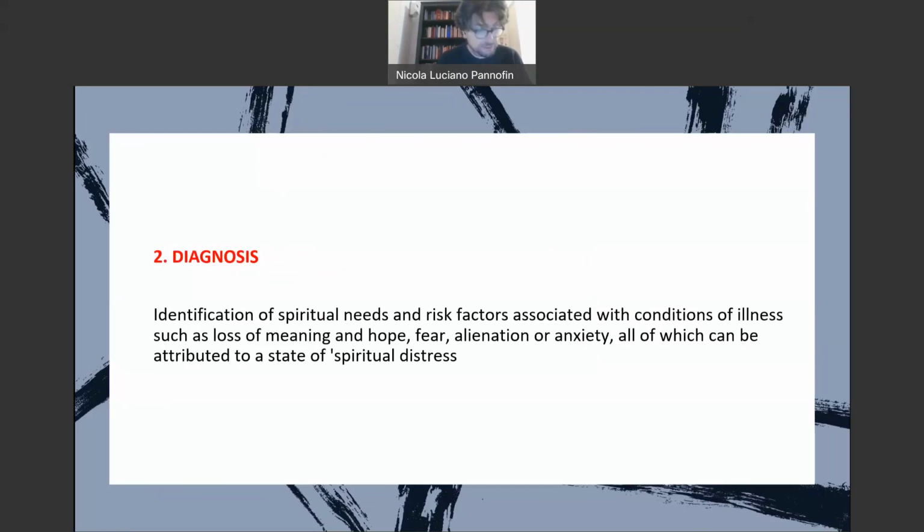The second phase is diagnosis, which aims at identifying spiritual needs and risk factors associated with the condition of malaise, such as loss of meaning and hope, fear, alienation, or anxiety, all of which can be traced back to a state of spiritual distress that negatively affects the patient's quality of life.